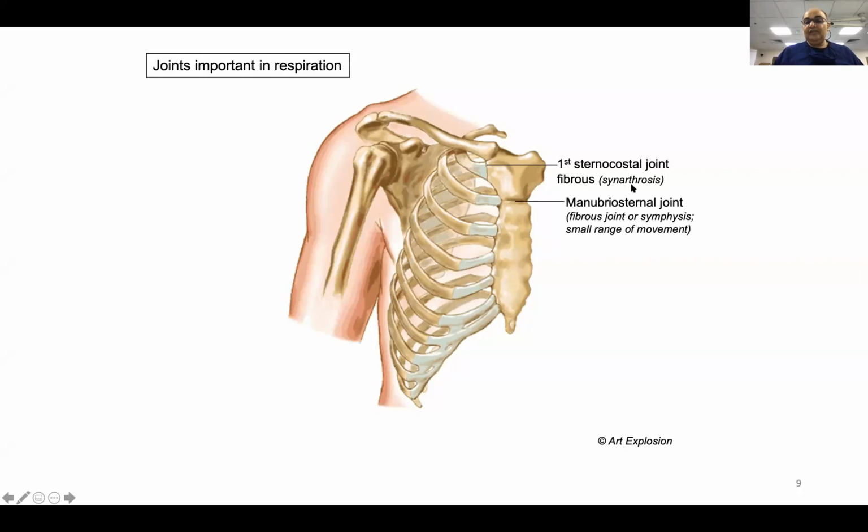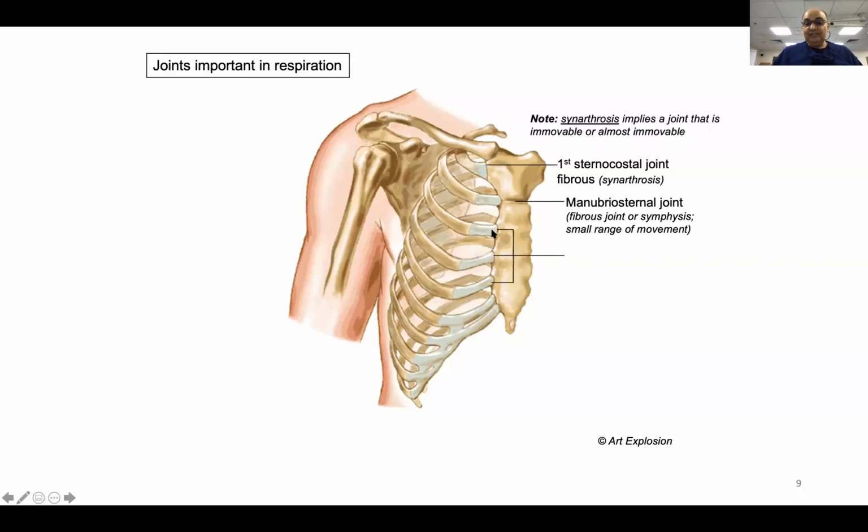So what is this an example of? This is an example of synarthrosis. Manubriosternal joint is an example of fibrous joint or symphysis. So there is a small range of movement. If you remember, in foundation block, we talked about these classifications. So synarthrosis applies to a joint that is immovable or almost, so there is a minimal movement we expect at this level. Guys, these movements are important for our today's understanding, which are coming up.